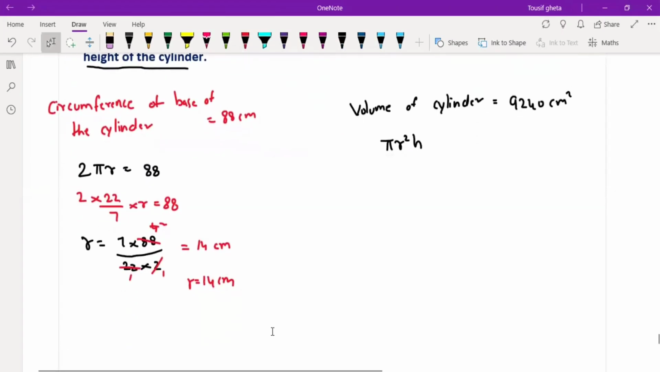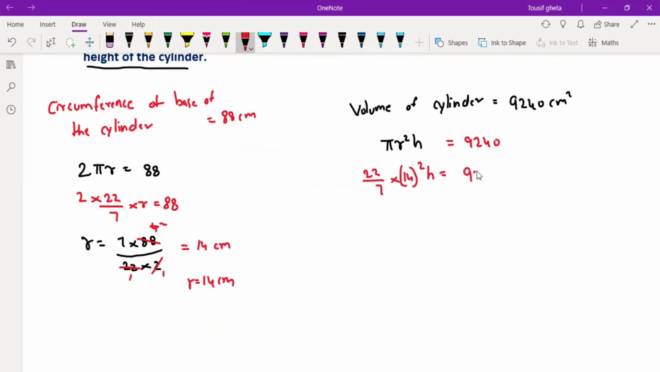Using the radius, we are going to find the height of the cylinder. Let us continue it beside. The volume of cylinder formula is already written, so it is equal to 9240. Let us substitute the values now. Pi value is 22 by 7, radius we got as 14, whole square, height is what we have to find, is equal to 9240. So 22 by 7, 14 square we write as 14 into 14 into h is equal to 9240.